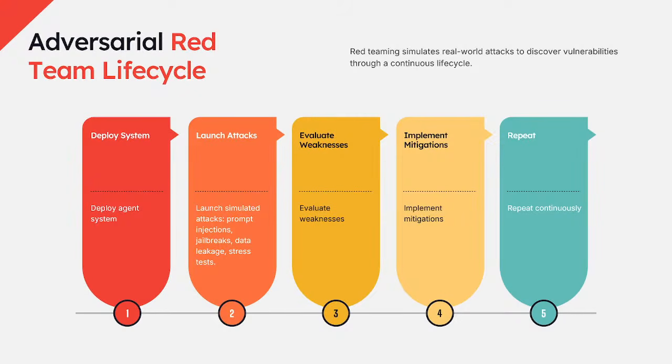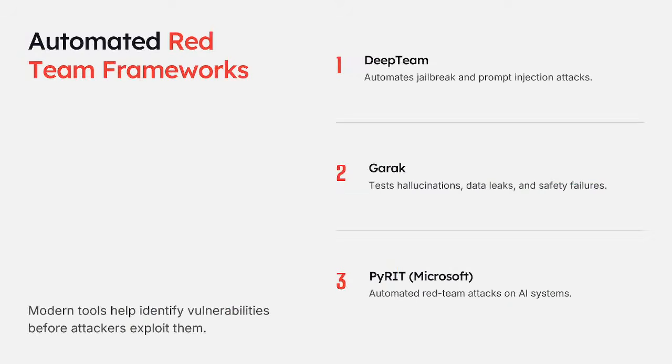So after launching attacks against the agentic system, then you evaluate their weaknesses. So evaluate weaknesses of all the agents, including the orchestrator agent, and then you implement mitigations. So implement mitigation, correct the weaknesses, and then begin to implement strong guardrails to protect the agent, and then you repeat until the system is perfect.